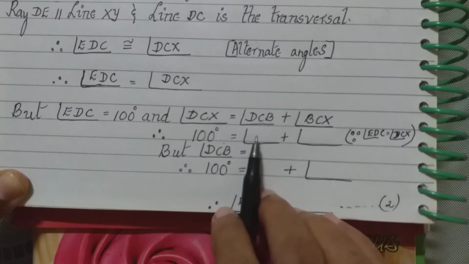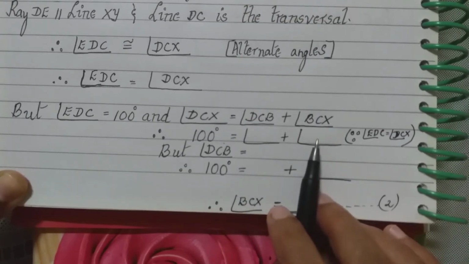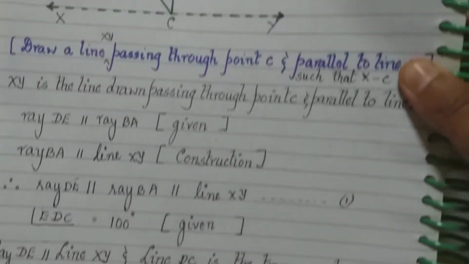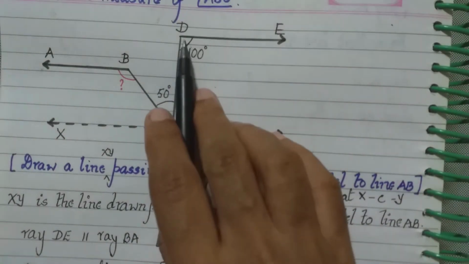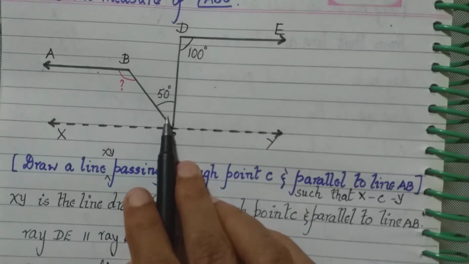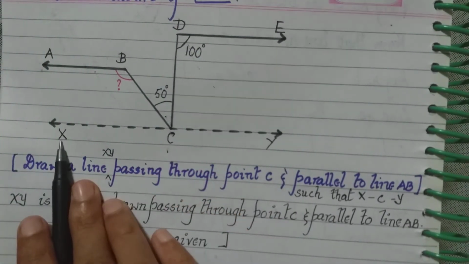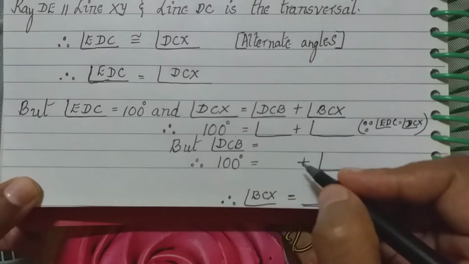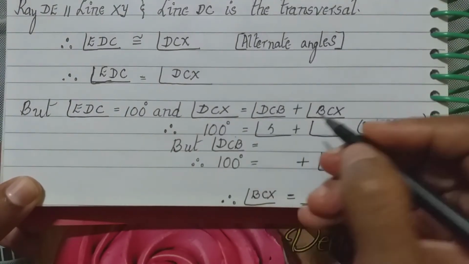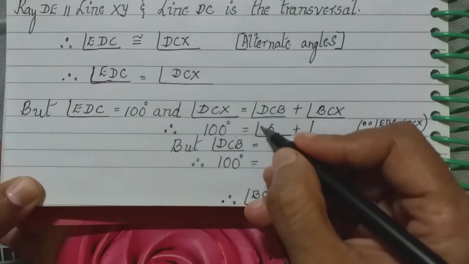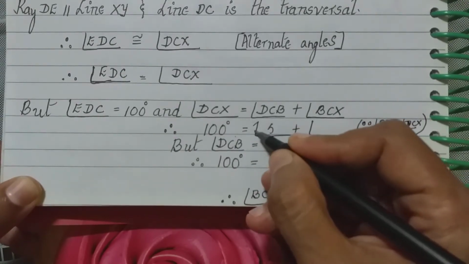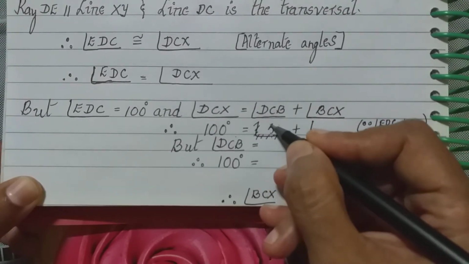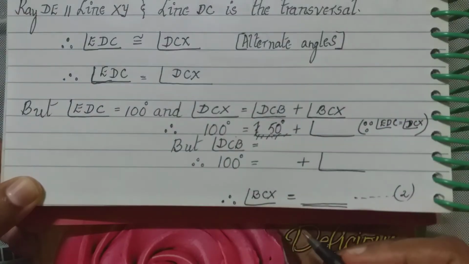Now, we look at angle DCB and angle BCX. One of these angles is given to us. Let us look at the figure. You see here, angle DCB is given to us as 50 degrees. We do not know what BCX is. We have to find it out. So in place of angle DCB, we don't need the symbol of angle. Directly in place of angle DCB, we have 50 degrees.